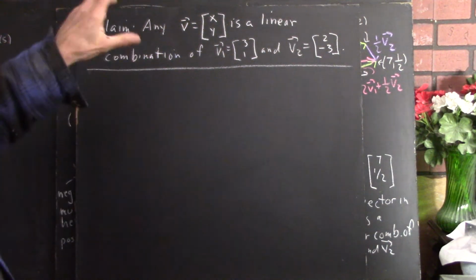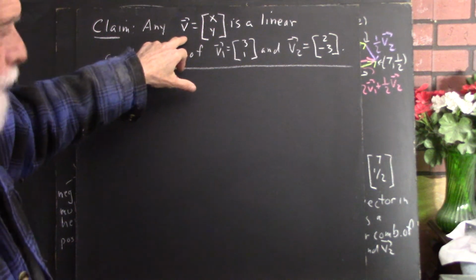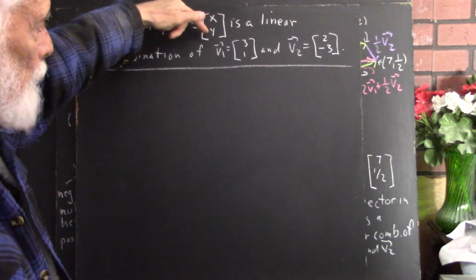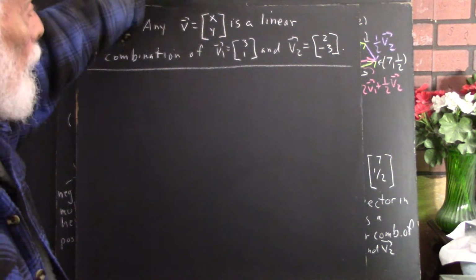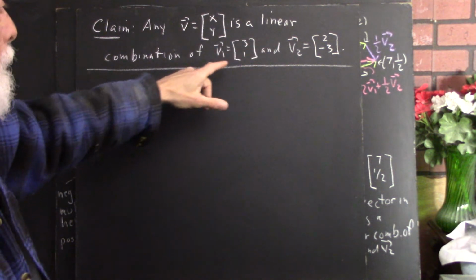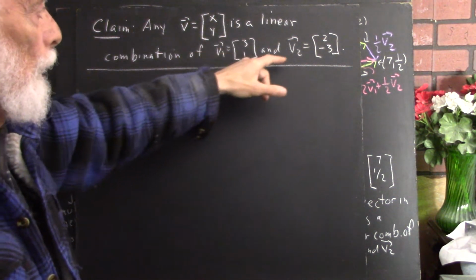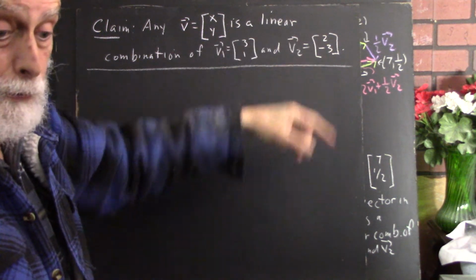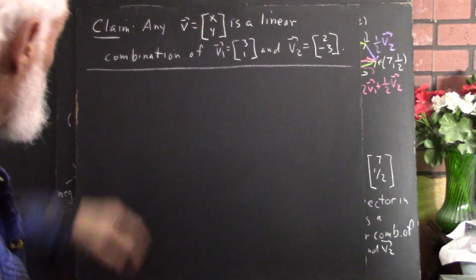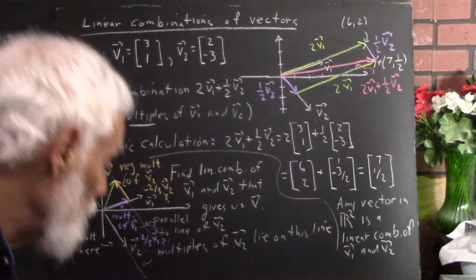Okay, I'm going to claim that any vector v with components x and y, any column vector xy, is a linear combination of the two vectors v1 and v2, where v1 is 3, 1, and v2 is 2, negative 3. Okay, let's review quickly how we arrived at this question.